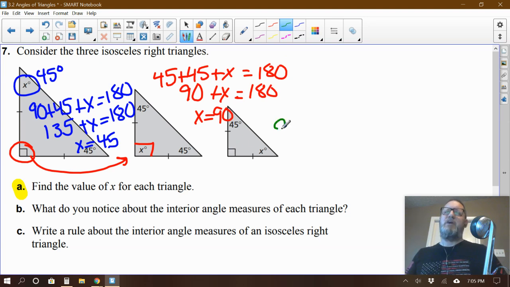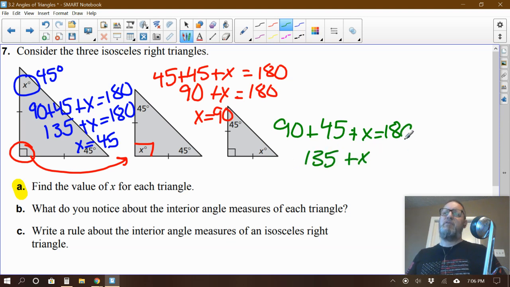So again, we have 90 right here plus the 45, I'm sorry, plus the x equals 180. 90 plus 45, we already know that's 135, plus x, oops, forgot my zero here, equals 180. And we have the same problem again as back on the first blue one. So yep, once again, x is 45.